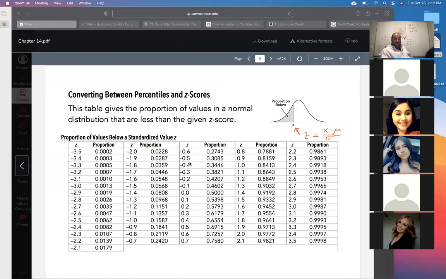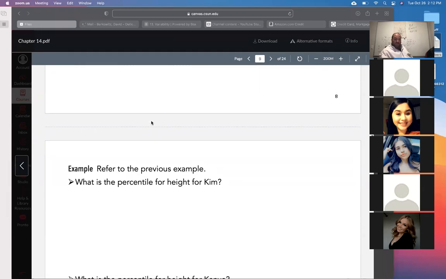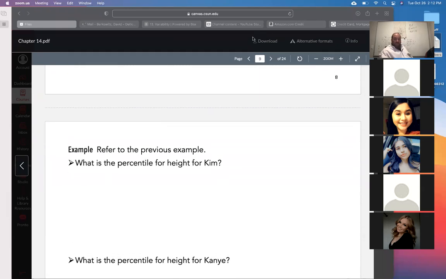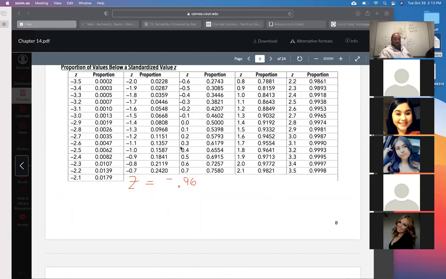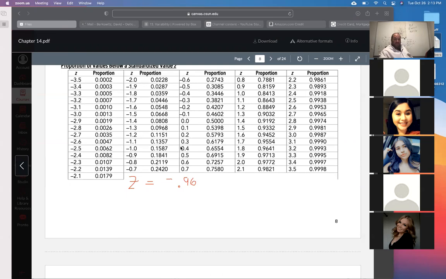Now, z-tables are great. It would be nice if we could do this on a calculator, and luckily we can. So let's do some examples. First, referring back to the Kanye/Kim example, does anyone recall what the z-score for Kim was? Negative 0.96. So if I want to know the proportion of data points to the left, i.e. her percentile, I go to my table and find a z-score of 0.96.